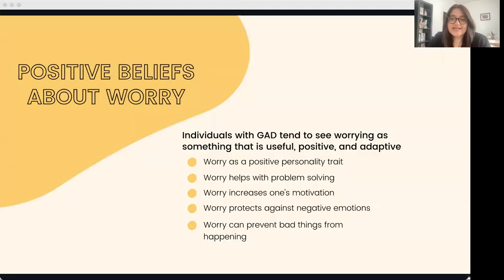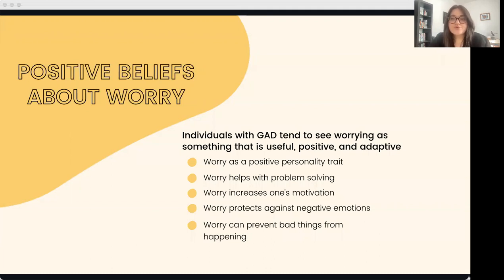Individuals with GAD tend to see worrying as something that is useful, positive, and adaptive. This means it's really difficult for these individuals to stop worrying, because their worries are perceived as holding an important and positive function in their lives. There are generally 5 types of beliefs that individuals with generalized anxiety hold about worry.